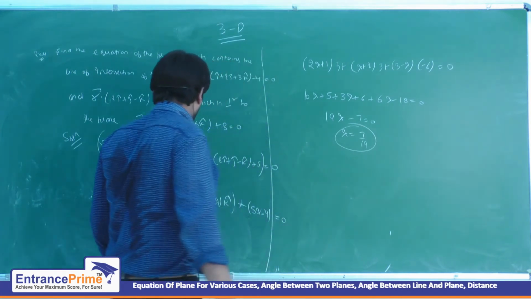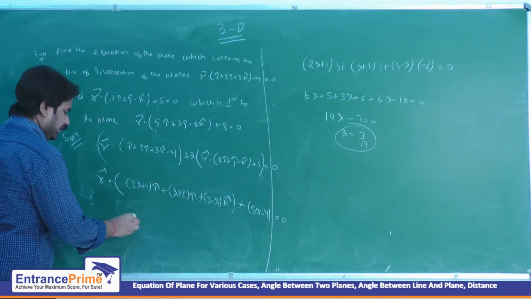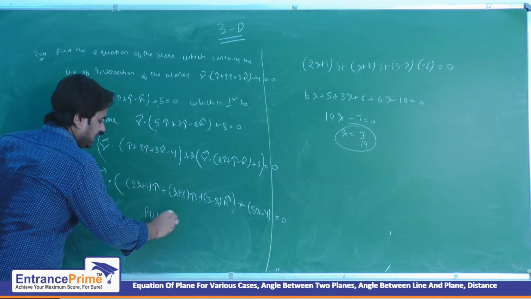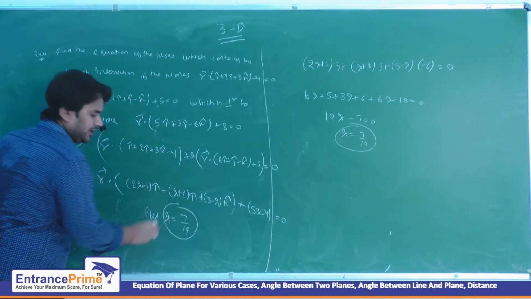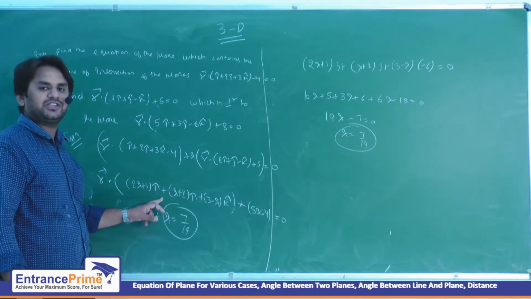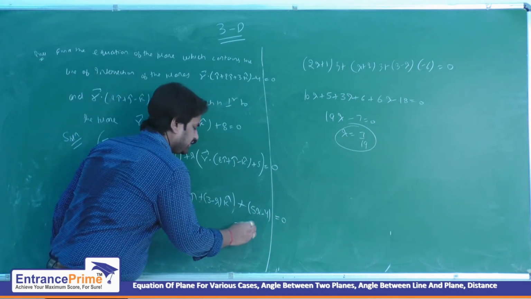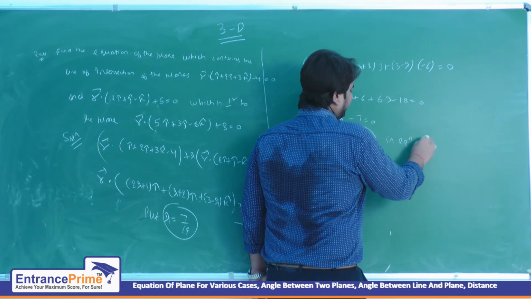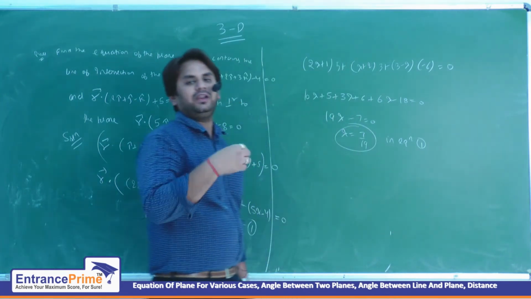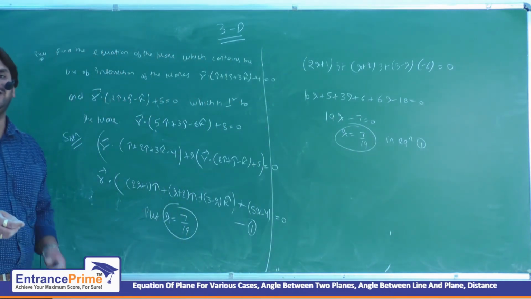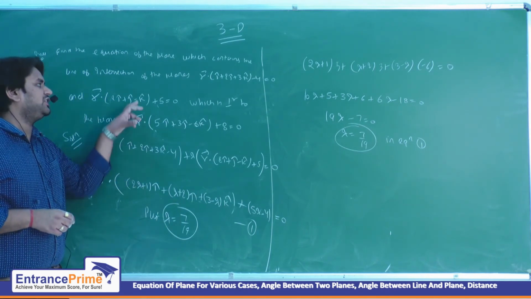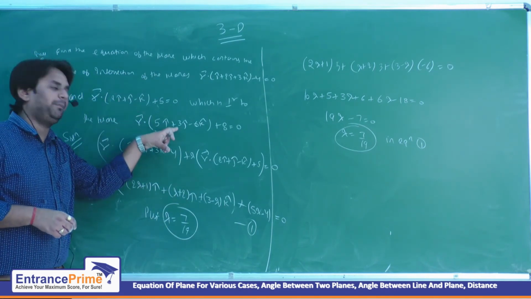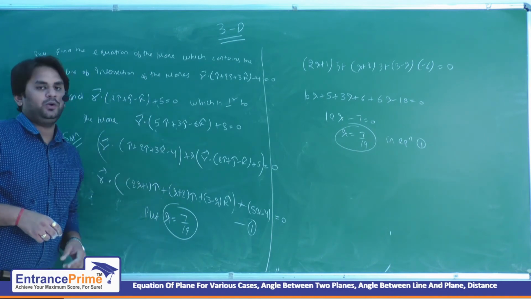If you put lambda equal to 7 by 19 in equation first, you will get the equation of a plane which is passing through the line of intersection of these planes and which is perpendicular to this plane. Note it down.